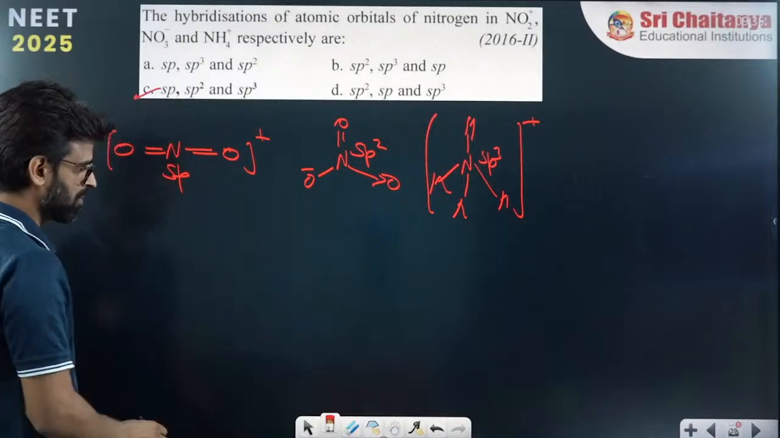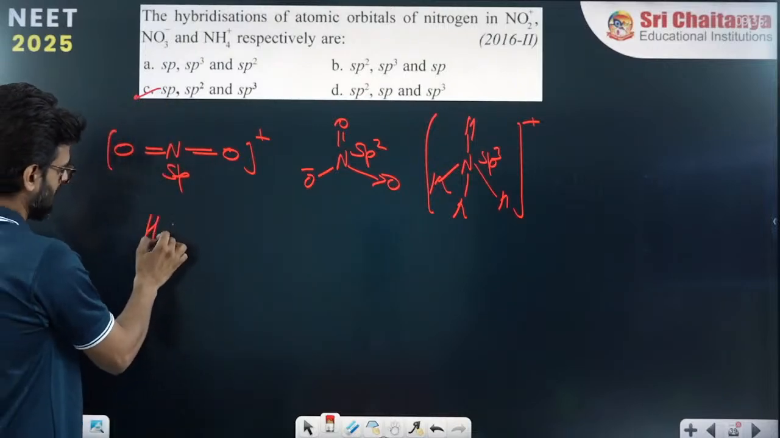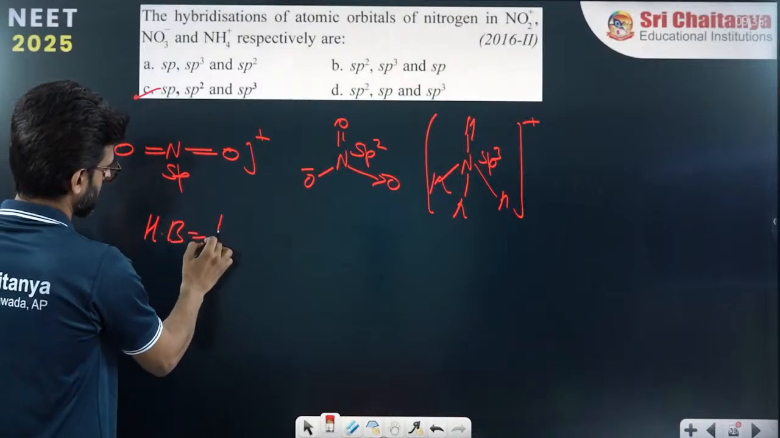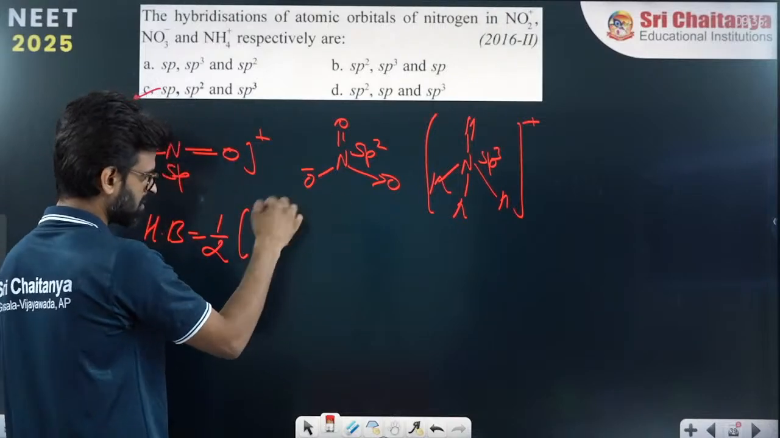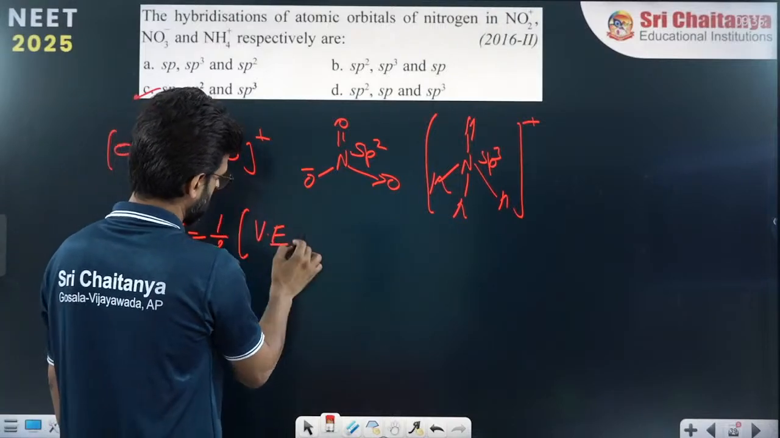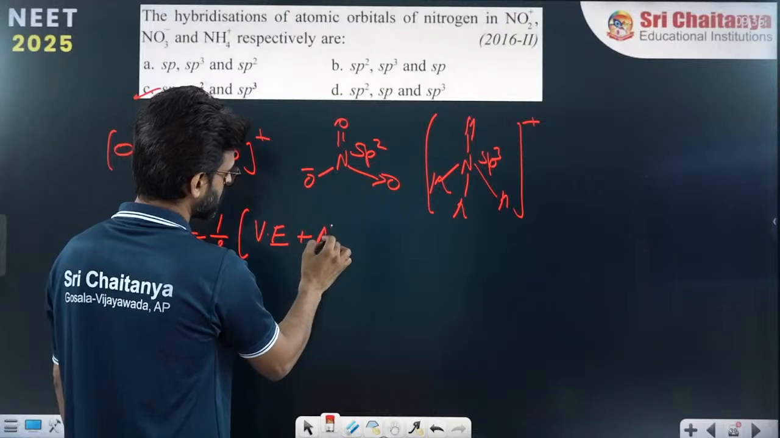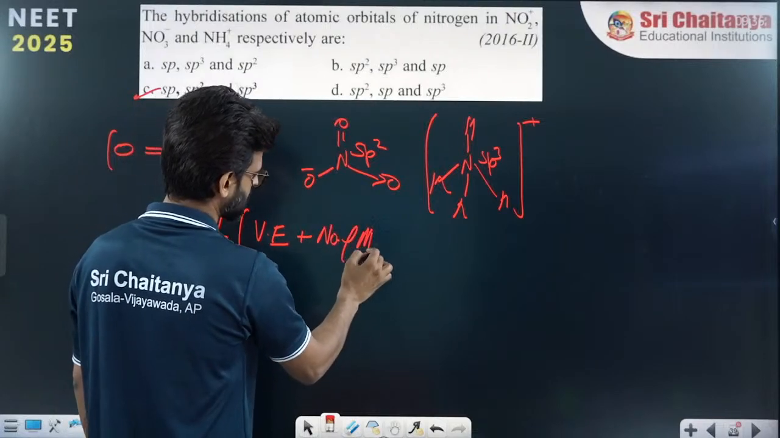Otherwise you can apply the formula. What was the formula? Hybridization equals half the number of valence electrons of the atom for which we want to find hybridization, plus the number of monovalent atoms. We have discussed it in our class.